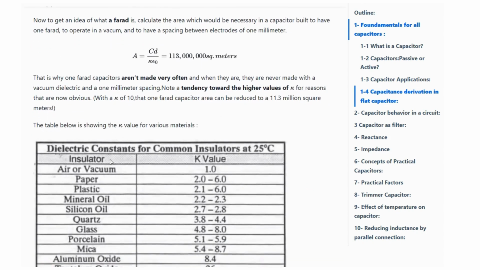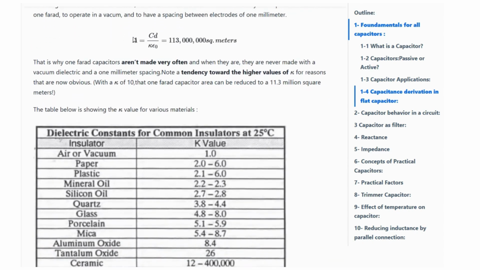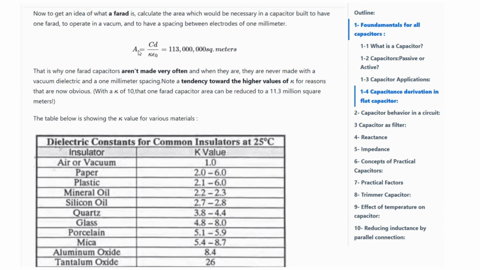To get an idea of what a farad is, let's calculate the area which would be necessary in a capacitor to have 1 farad capacity. A is equal to C times D divided by kappa times epsilon. If kappa is equal to 1, D is equal to 1 millimeter, and C is equal to 1 farad, A is equal to 113 million square meters. In application, it's not even possible to build this capacitor with this much area. So a tendency toward higher values of kappa is now clear for you.